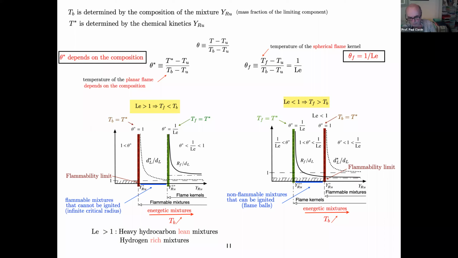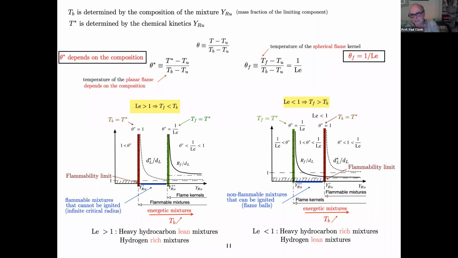So when you have flammability limits, keep in mind that the flammability limits are just defined by the adiabatic planar solution. So you see, in that case, you have a non-flammable mixture in this range of concentration, non-flammable because the flammability limit is here, that can be ignited spherically. Or let's say that in that case, you have the existence of a flame ball.